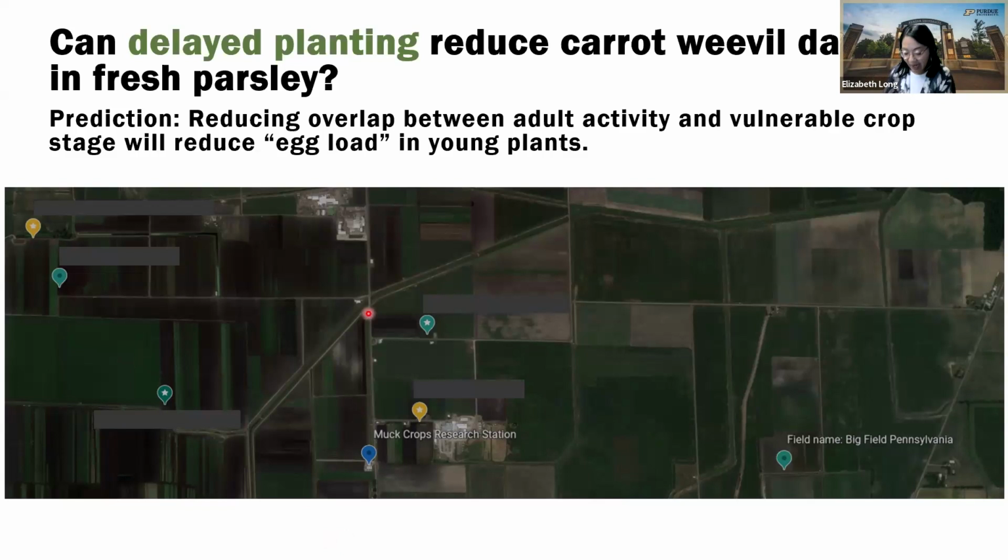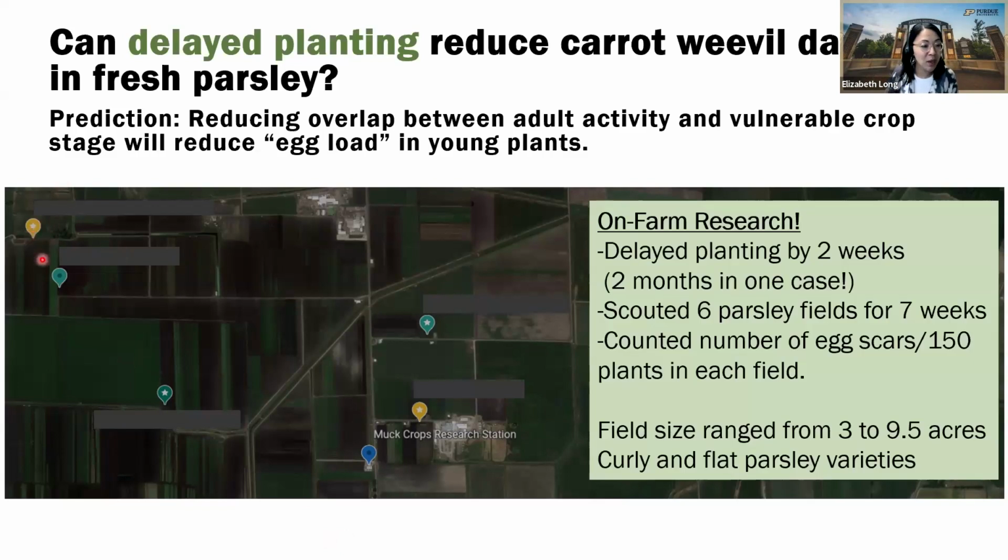So I have images here of the spots of the 2 farms that we worked with. And we were able to work with them to identify fields that were planted 2 weeks later than the other fields. And this was just based on what was available that year. We did our best to work with them. The best they could do was delay planting by 2 weeks, although there was a field that was delayed 2 months in a single case.